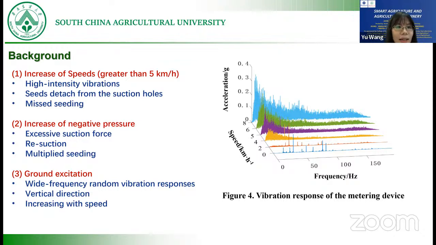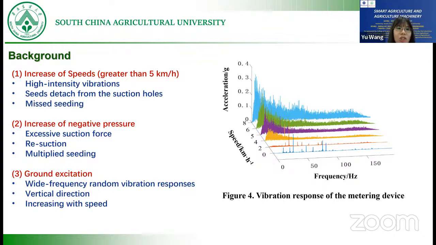Another aspect affecting the seeding precision is that once we try to increase the negative pressure to make the seeds adhere to the hole, the excessive suction force will cause re-suction, which will lead to multiple seeding. This is not allowed in the precision seeding process.